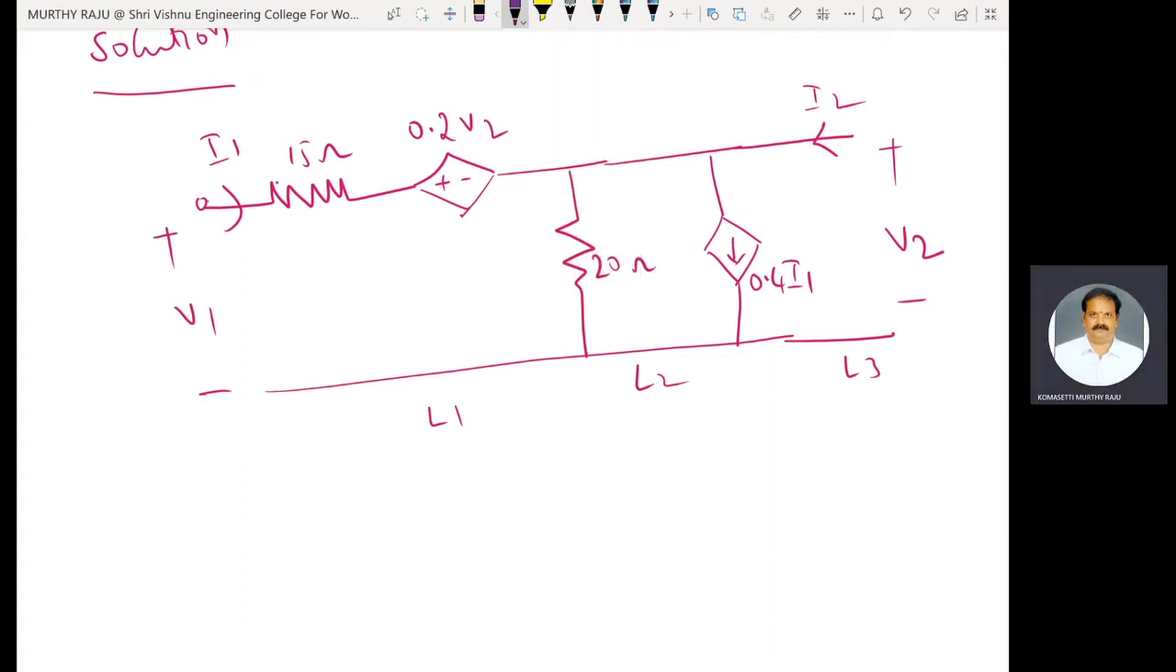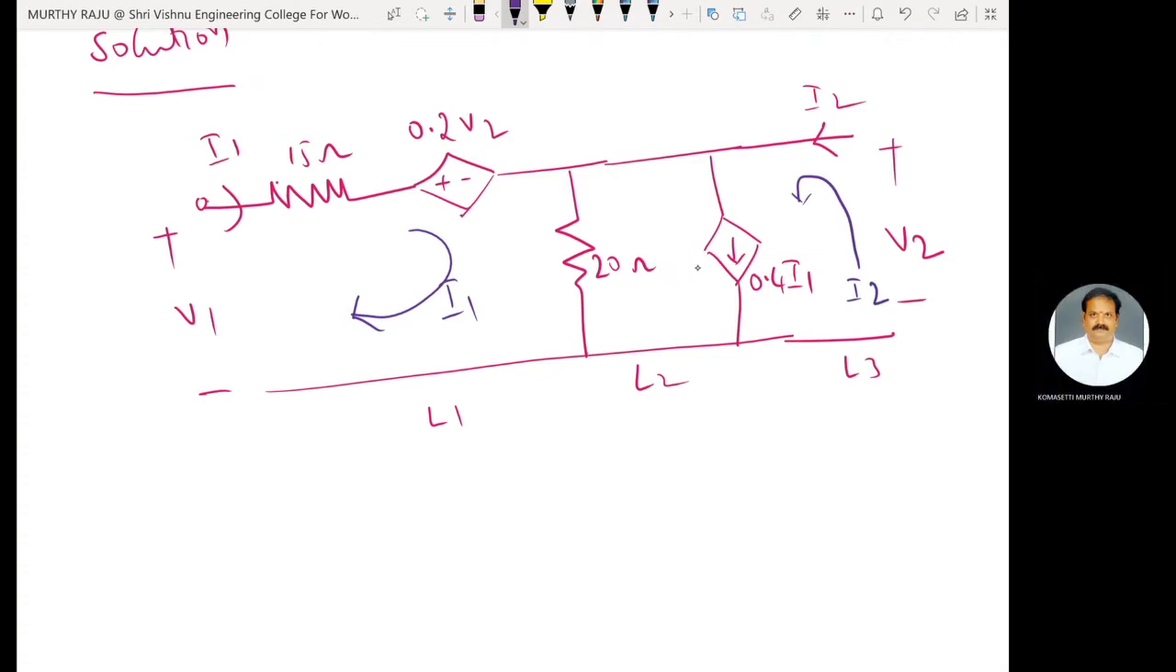For loop 1, the current is I1. This is the loop 3. The current is I2. Loop 3. For loop 2, the current is I3.